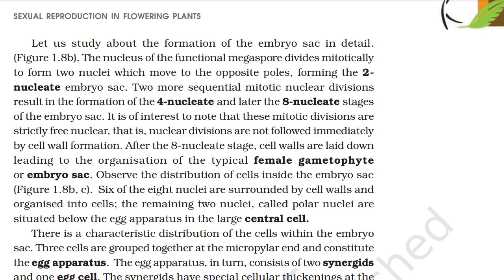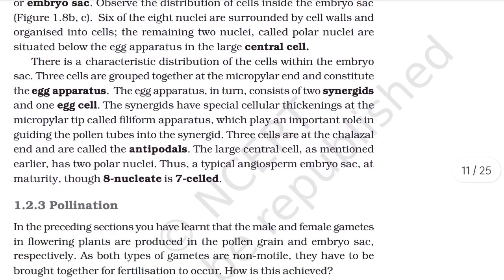After the 8 nucleate stage, cell walls are laid down, leading to the organization of a typical female gametophyte or embryo sac. Observe the distribution of cells inside the embryo sac in figure 1.8b and c. 6 of the 8 nuclei are surrounded by cell walls and organized into cells. The remaining two nuclei, called polar nuclei, are situated below the egg apparatus in the large central cell.